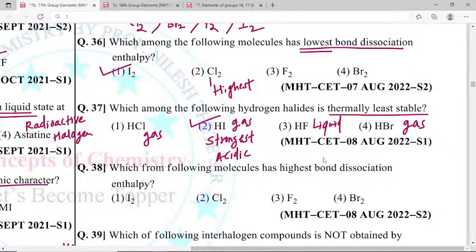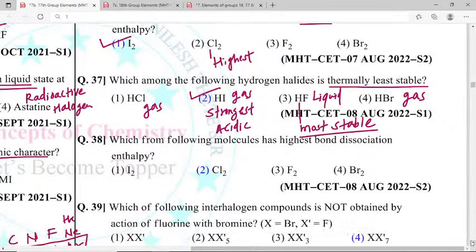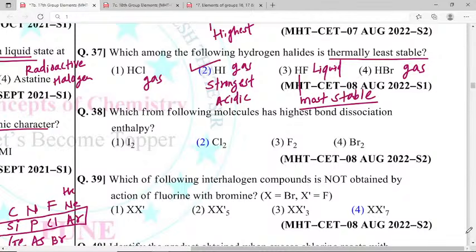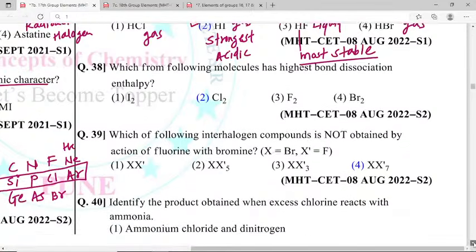this is thermally most stable. HF is thermally most stable. If the question asks for most stable, then HF is the answer due to hydrogen bonding. Thermally most stable HF, thermally least stable HI. Please note down.